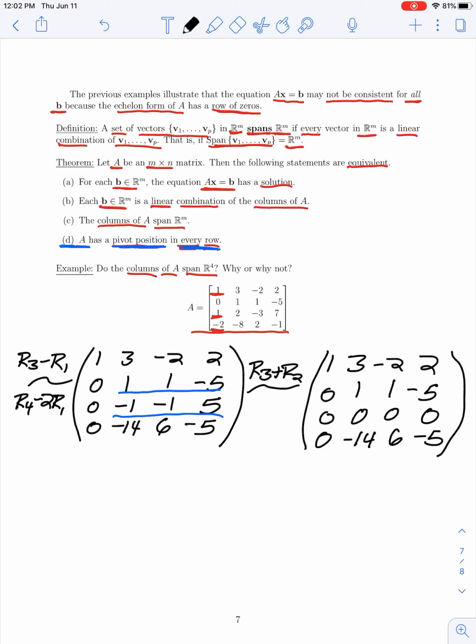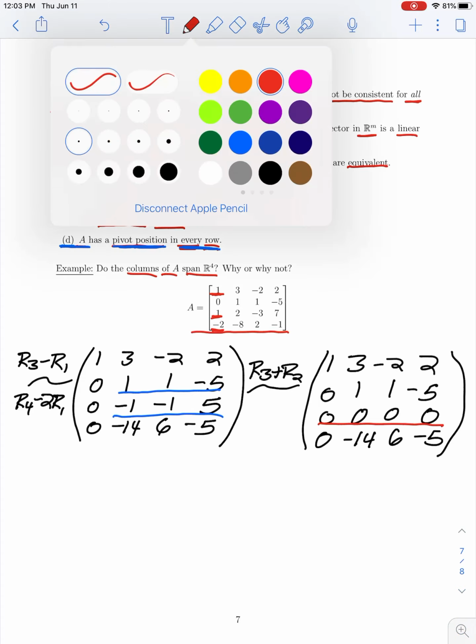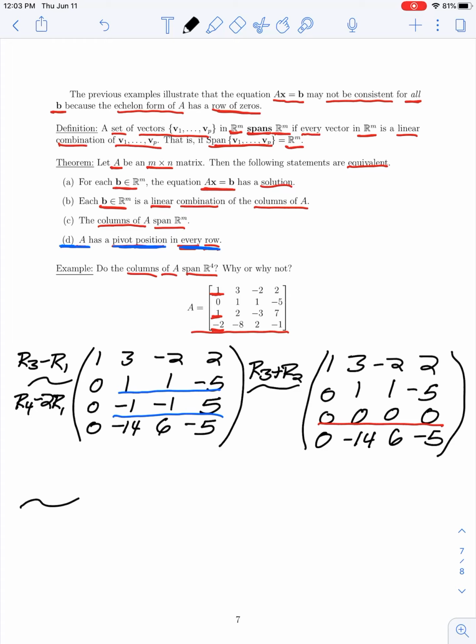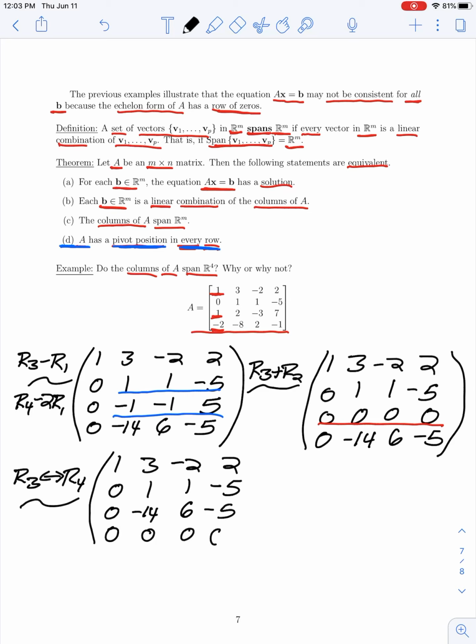So here, in order to put this in echelon form, I know that my row of zeros needs to be the last row, or in other words, I need every non-zero row to appear above a row of all zeros. So I want to change my third and fourth rows. To interchange row 3 and row 4, we have 1, 3, negative 2, 2, 0, 1, 1, negative 5, 0, negative 14, 6, and negative 5, and then a row of all zeros.